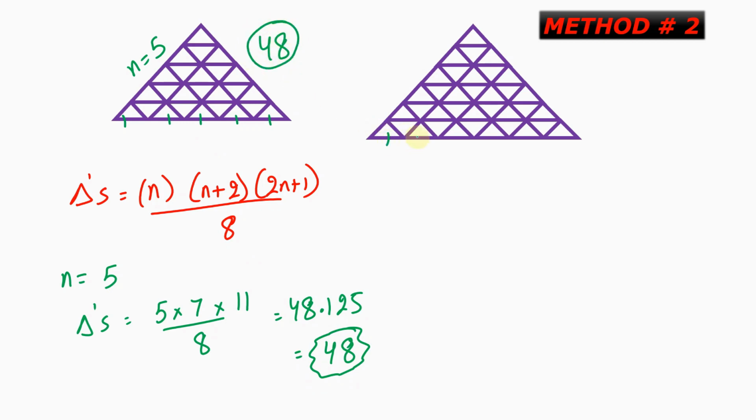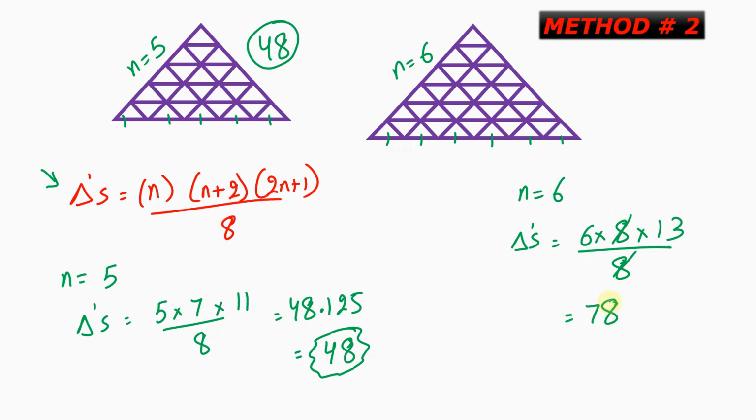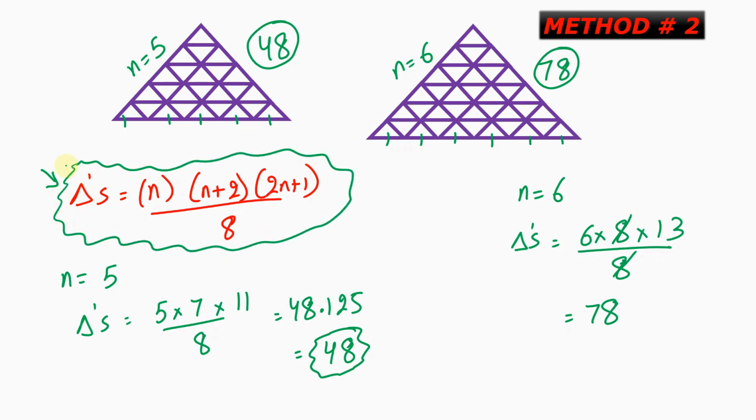In this case n equals 6. Applying the same formula, the number of triangles will be 6 into 8 into 13 divided by 8. So this 8 will get cancelled and this will come out to be 78, and hence the number of triangles will be 78. Now method number 2 relies upon remembering this formula and taking only the integral part, as was done in this case.